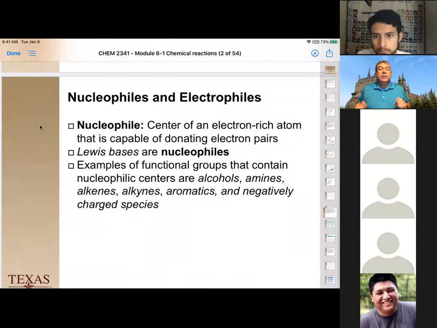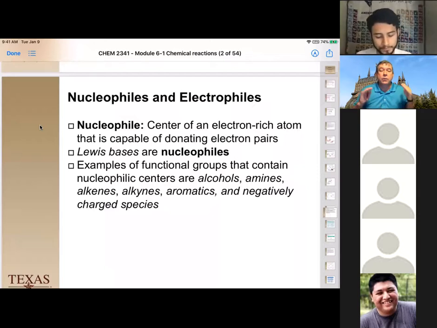So in general, a nucleophile is an electron-rich atom that is capable of donating electron pairs. Okay, so imagine things that have a negative charge or a lone pair that can come in and use that negative charge or lone pair to create a new sigma bond. Lewis bases are nucleophiles. Remember, they have that lone pair of electrons, those electrons willing to make a new sigma bond.